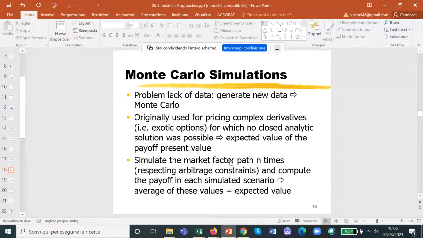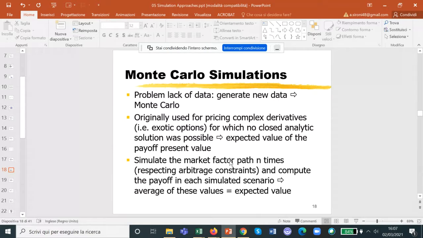Let's move to the third approach, which is based on a simulation approach, which is Monte Carlo simulations. Again, a very short introduction, and then we'll see how an example works here, okay? Now, first of all, where do Monte Carlo simulations come from?